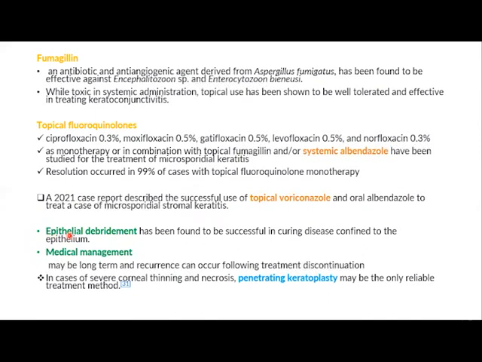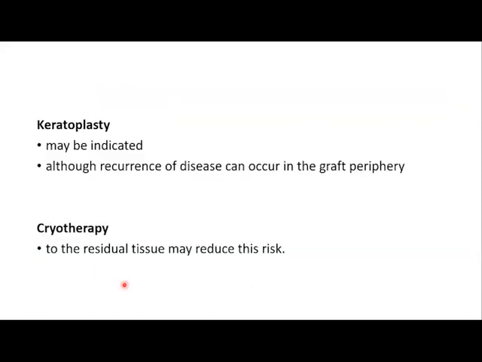Epithelial debridement has been found to be successful in recurrent disease confined to the epithelium, and medical management may be long term, and recurrence can occur following treatment discontinuation. In case of severe corneal thinning and necrosis, penetrating keratoplasty may be the only reliable treatment method. Keratoplasty may be indicated, although recurrence of disease can occur in the graft periphery, and cryotherapy to the residual tissue may reduce the risk of recurrence. That's it. Thank you.